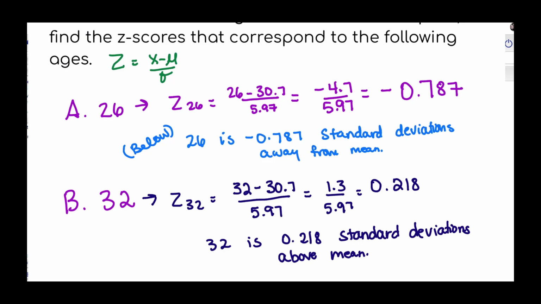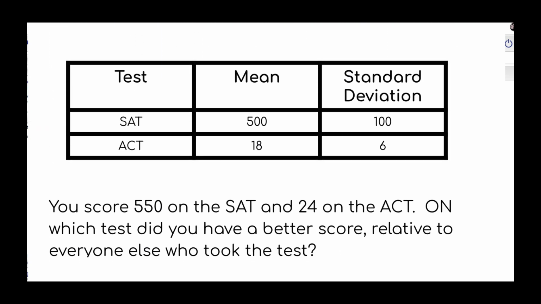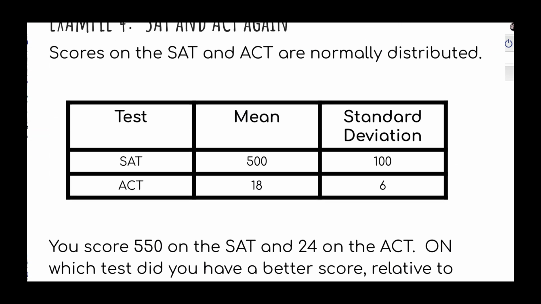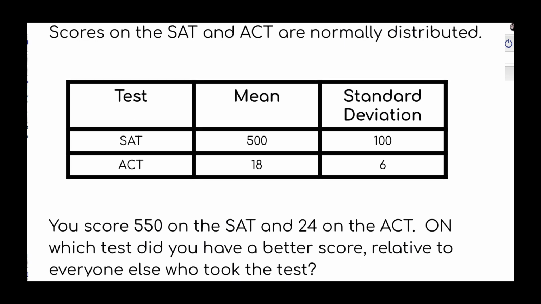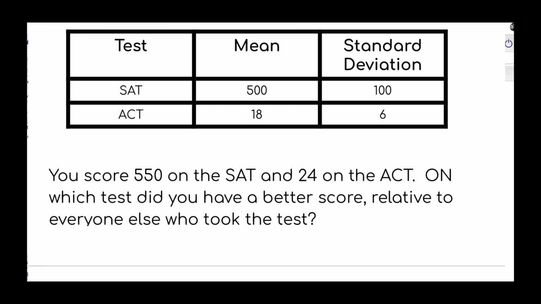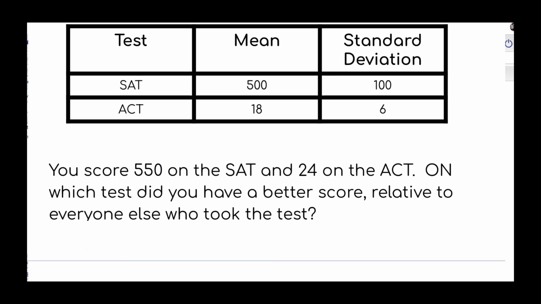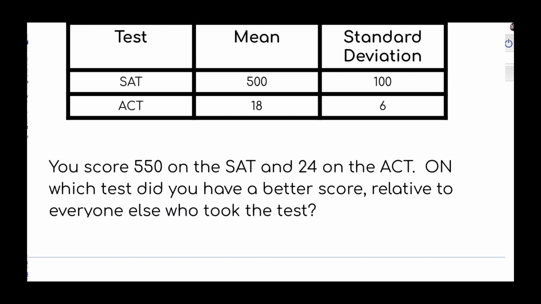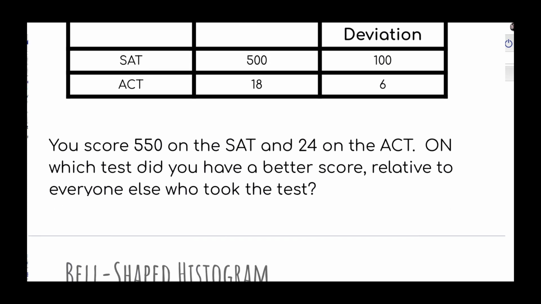All right. So, a couple more examples. So this one, SAT and ACT again. They have a mean. This time the mean of the SAT is 500 with a standard deviation of 100, and the ACT has a mean of 18 with a standard deviation of 6. It says that they're normally distributed, and I'm just going to tell you guys what that means is that both of the data sets make symmetrical histograms. Okay, so it says you score 550 on the SAT and a 24 on the ACT. On which test did you have a better score relative to everyone else who took the test?